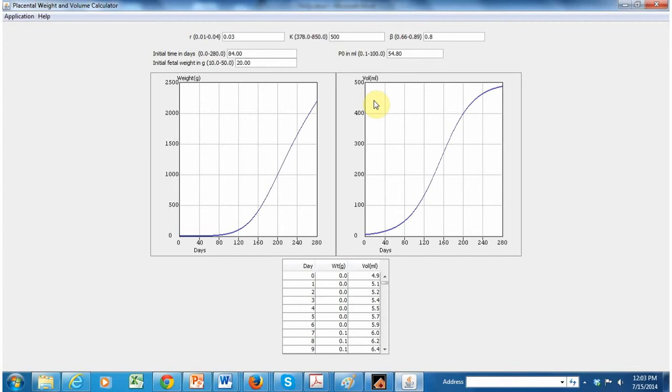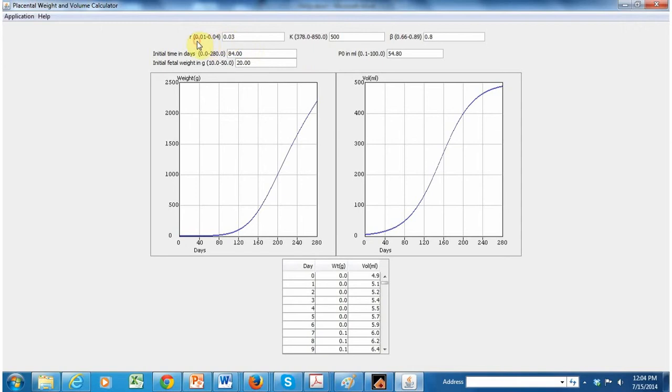Now, with biologically meaningful parameter values, which are on the top where we can input and change them around, we can see the immediate effect and prediction curves generated for both fetal weight and placental volume. So what I'm going to do is go through each one of these parameters and explain what they mean and show you the effect on the graphs below.